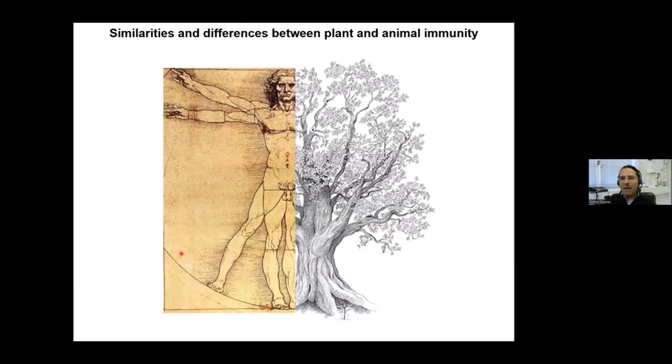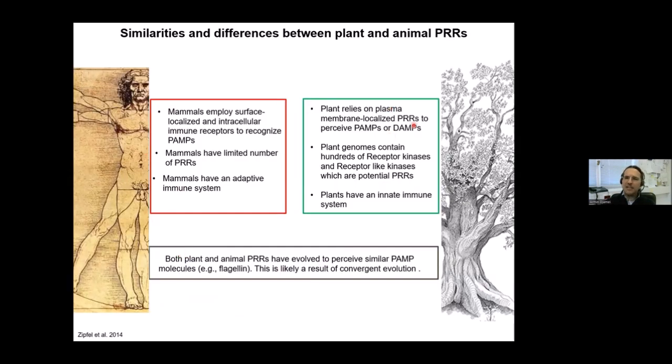Humans or mammals and plants have some commonalities here and also some differences, and I would like to show you this. So plants have these pattern recognition receptors at the plasma membrane, and we also have receptors which recognize pathogen-associated molecular patterns. Just the number is much, much lower. In mammals we have few, in plants we have hundreds of them. And the localization is also a little bit different, but this is not important here.